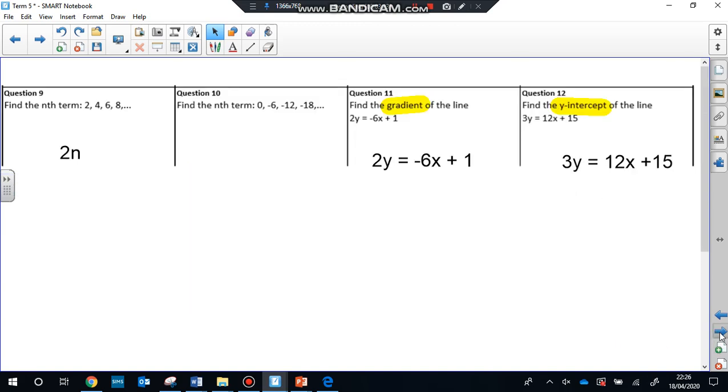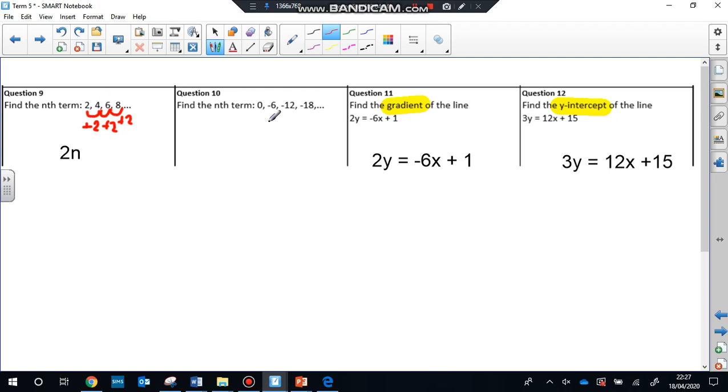Okay, question 9, we're looking at sequences and nth terms. So the first one is something you've seen before. To get from 2 to 4, we add 2. To get from 4 to 6, we add 2, and so on. And when we're adding 2, we know that's like the 2 times table. So the first part of our rule is 2n. Actually this is the 2 times table, so I don't need to subtract or add anything onto it. It is 2n. So 2 times 1 would give me 2, 2 times 2 would give me 4, and so on.